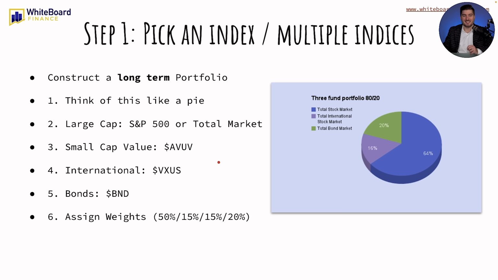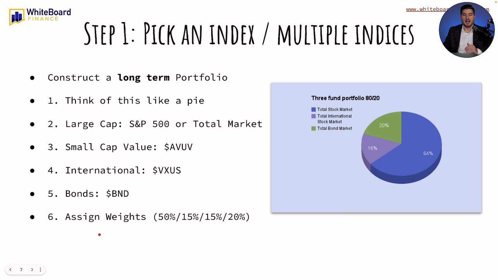This is Avantis's small cap value fund. You can look at international funds, VXUS. This is Vanguard's international ETF or index fund. And then number five, you have BND, which comprises basically bonds, which make up this 20 in this 80-20 number right here. So you can assign weights to this portfolio.